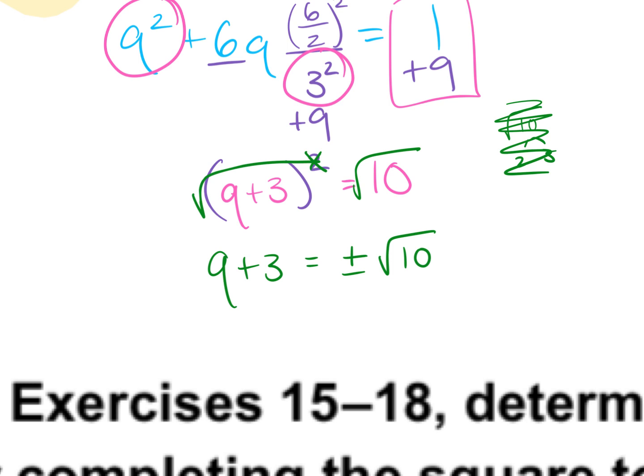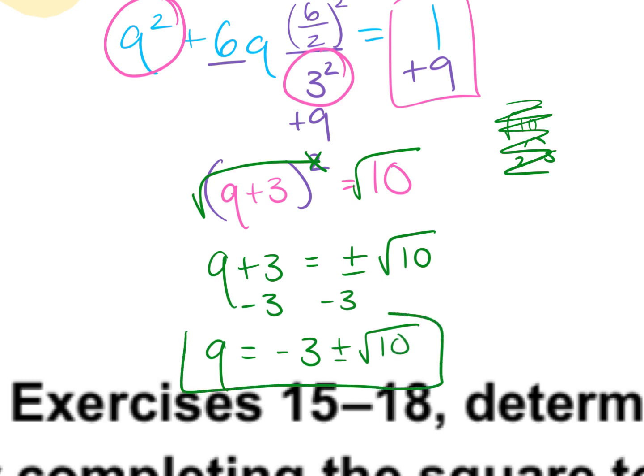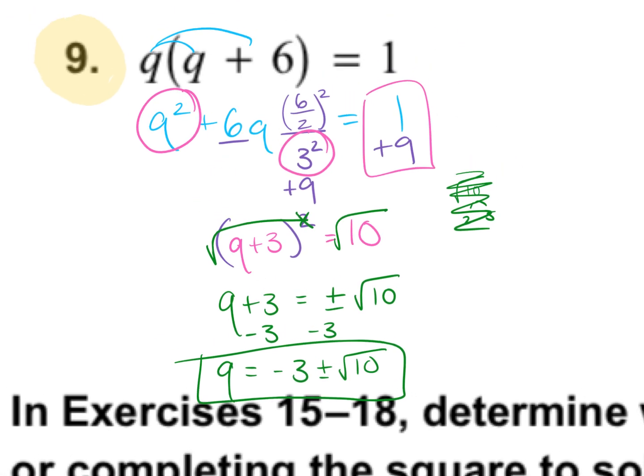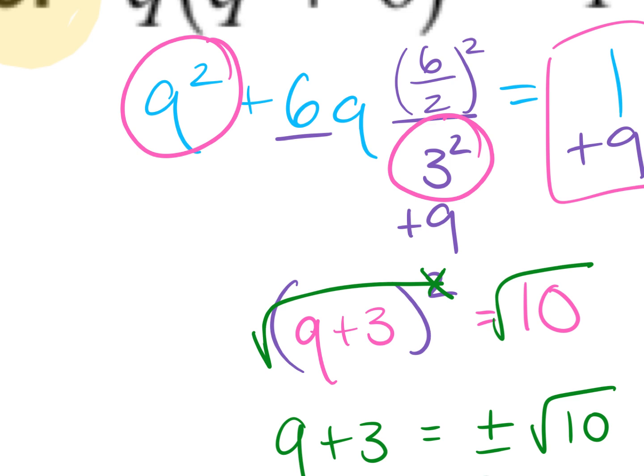What's the last step? Subtract 3. Can I combine 3 and square root 10? No. So q is equal to negative 3 plus or minus square root 10. So in here, we take the q, like our variable, and the number before we squared it.